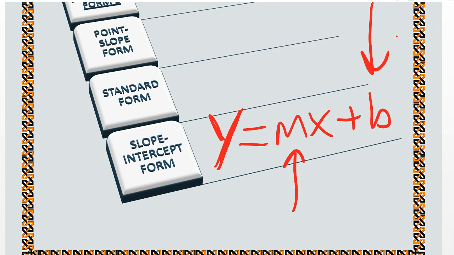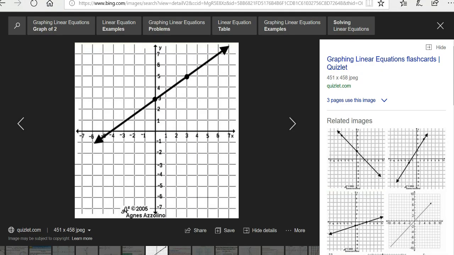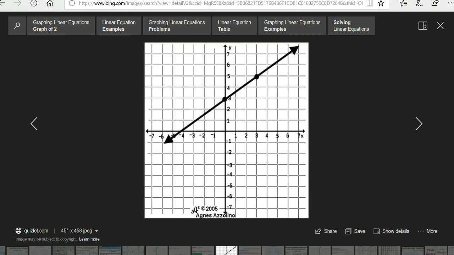So I thought what we would do is we would just go and look at, I just went into Bing and I searched graphs and graphing linear equations, rather, and a bunch of graphs pull up, all right? So we're going to look at this one here. All right, we're going to look at this one, and we're going to determine what the graph is.